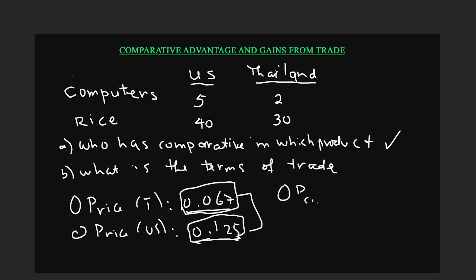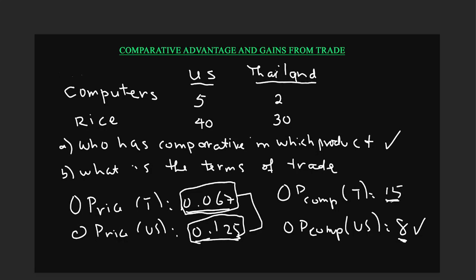Right, so how about computers? What was the opportunity cost of computers for Thailand? For Thailand, it was costing 15 bags of rice. What was the opportunity cost of computers for the US? For the US, it was costing 8 bags of rice. So again, America is specializing in the production of computers. If it produces computers at 8 bags of rice, Thailand is not going to buy computers at more than 15. So the price at which they would trade is going to lie between 8 and 15.